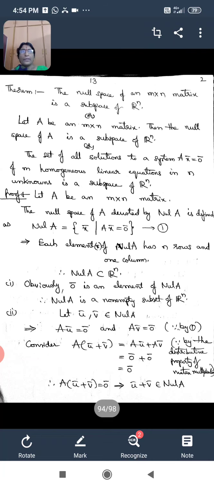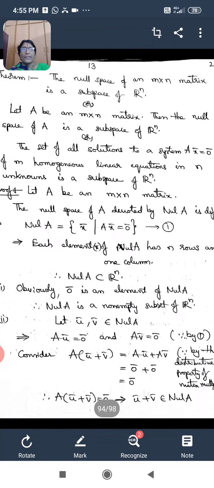Now let us move on to prove this theorem, and for that I need a matrix of order m by n. So let A be an m by n matrix. If we are given a matrix of order m by n, we can define the null space of that matrix, denoted by null A, and it is defined as null A equals the set of x bar such that Ax bar is equal to 0 bar.